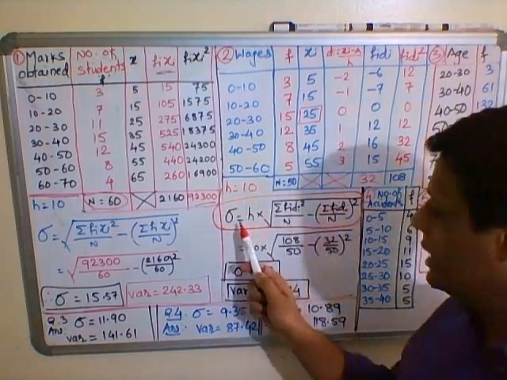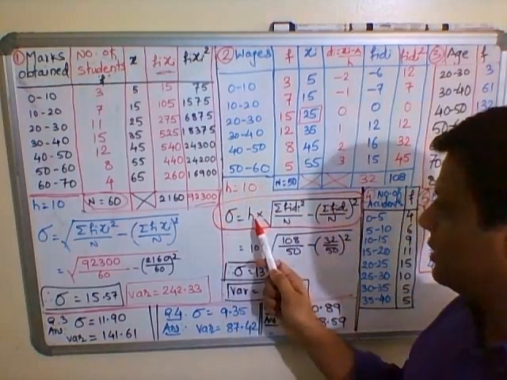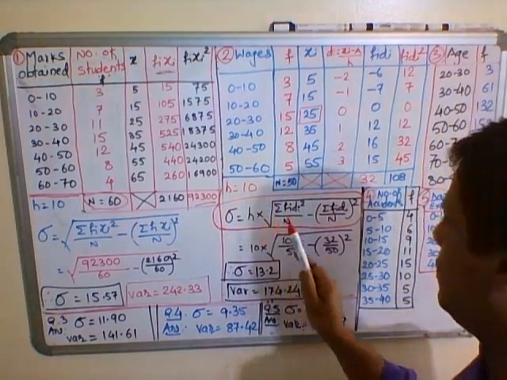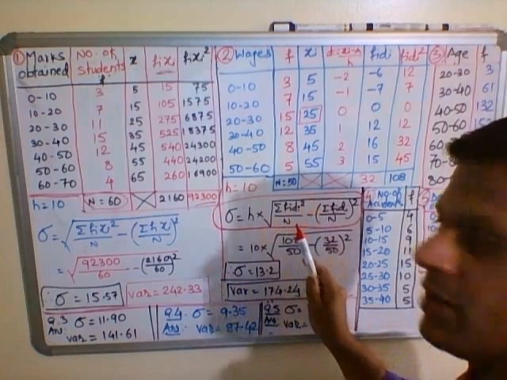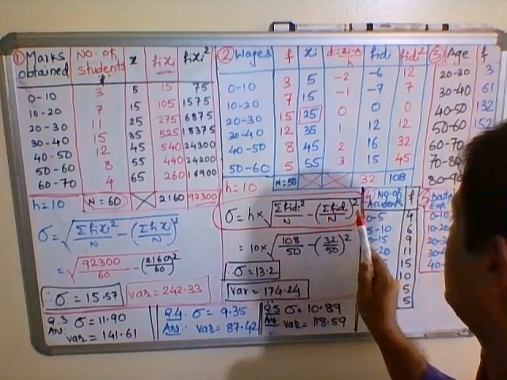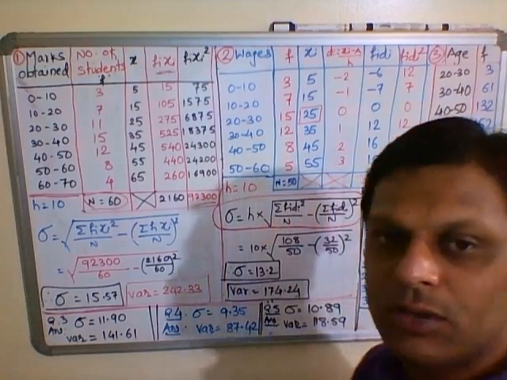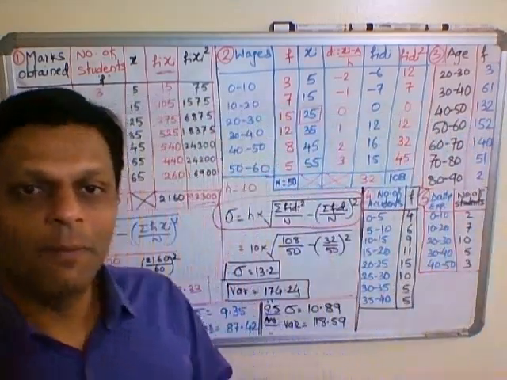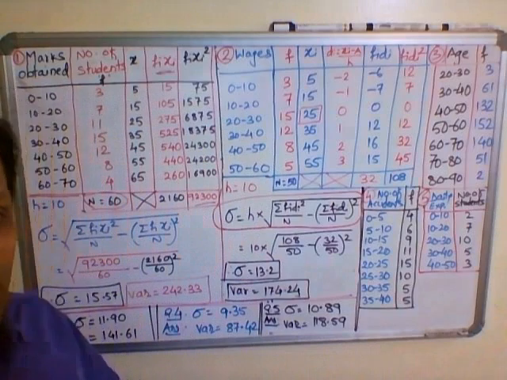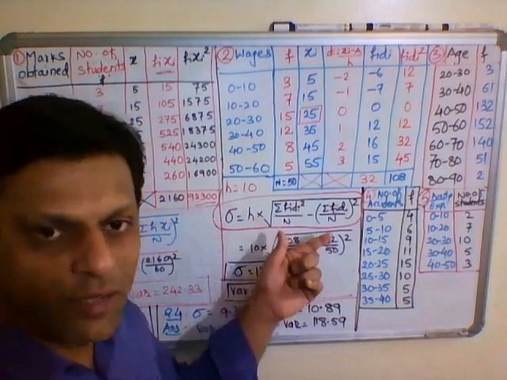The formula is standard deviation equals h, that is the width of the class interval, into the square root of summation fi di square upon capital N minus, in brackets, summation fi di upon capital N, whole square. Here we are making use of the width of the class interval and we will be solving this sum. So let us try to understand how this formula works.